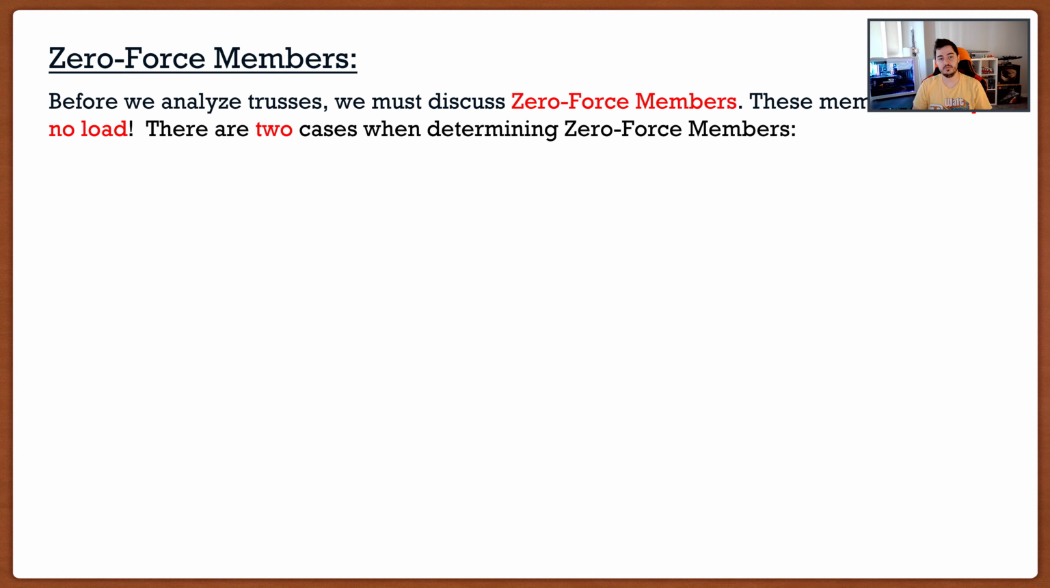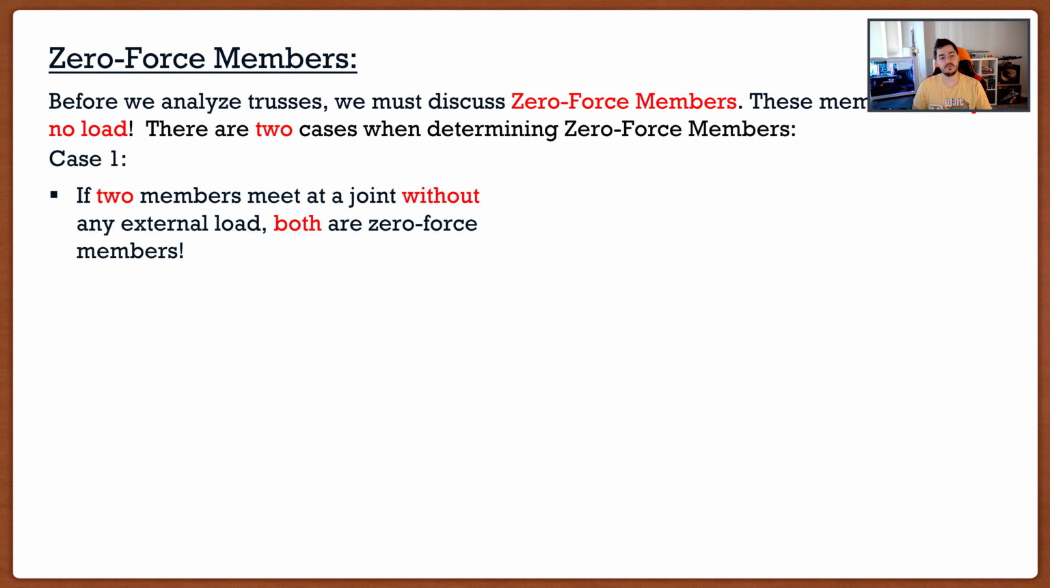So again, there's going to be two cases. The first one is if two members meet at a joint without any external load. If this is the case, both of those members that meet at the joint are zero force.